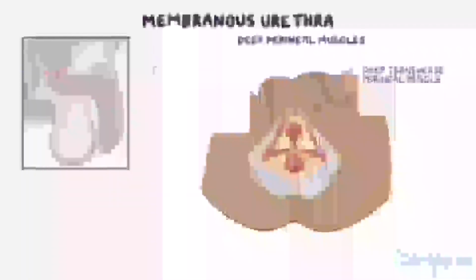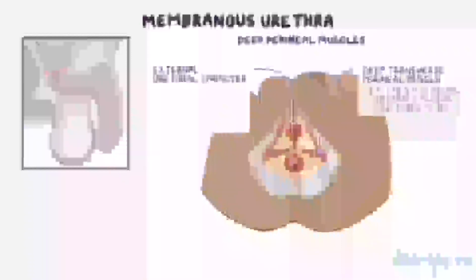The membranous urethra begins at the inferior surface of the prostate gland, called the apex. Then it passes through the deep perineal pouch, which houses the deep perineal muscles, the deep transverse perineal muscles, and the external urethral sphincter. The deep transverse perineal muscle extends from the medial surface of the ischium to the perineal body. The external urethral sphincter is a circular muscle that surrounds the membranous part of the urethra and compresses it to maintain urinary continence. The deep perineal muscles are innervated by the deep branch of the perineal nerve.